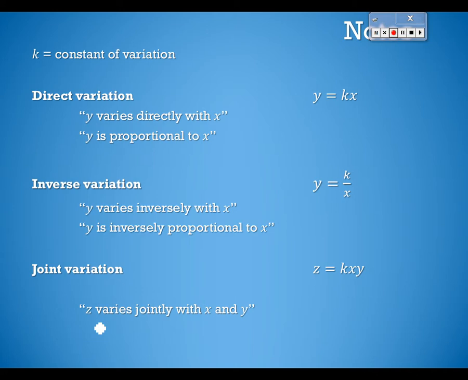Again, just to be clear, like we've done in other equations this year, x, y, z are variables. K is a constant. So x and y are things that can change. K, though, is always the same number when we do a problem.